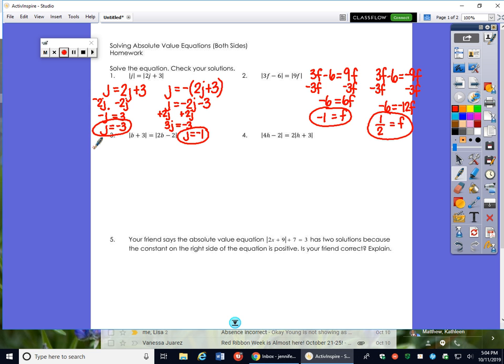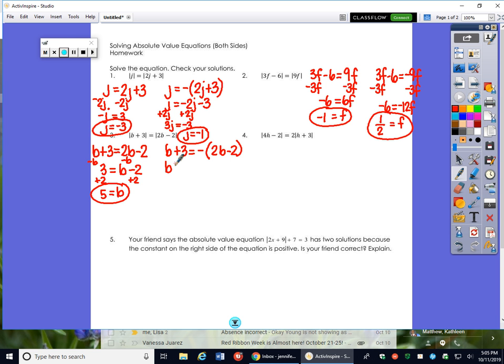Number 3, we're going to do b plus 3 equals 2b minus 2, and b plus 3 equals a negative parentheses 2b minus 2. You have to distribute that negative. So 3 equals b minus 2 when I subtract a b here. And then add 2, and b is equal to 5.